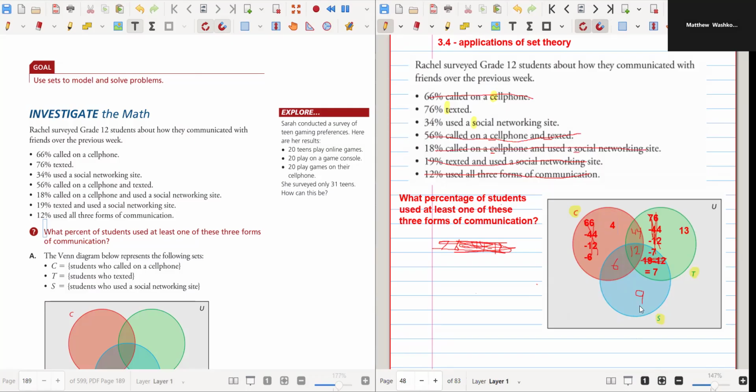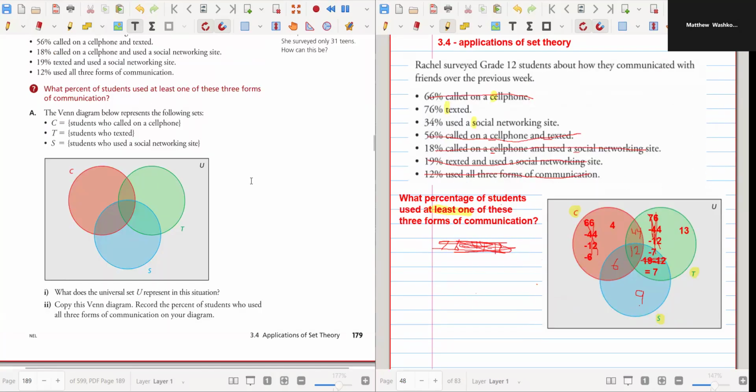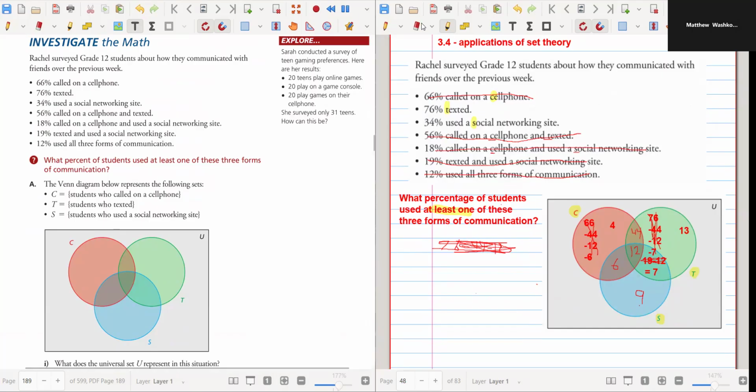All right. So again, what percentage of students use at least one form of these 3 communications? So what is the question here actually asking? What would the answer be? Well, it's asking you to find how many people use one of any of those.